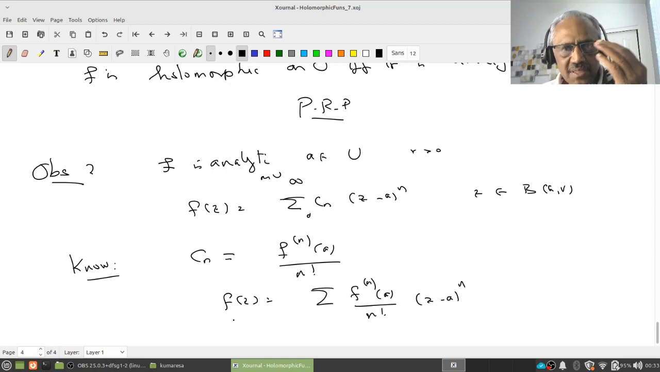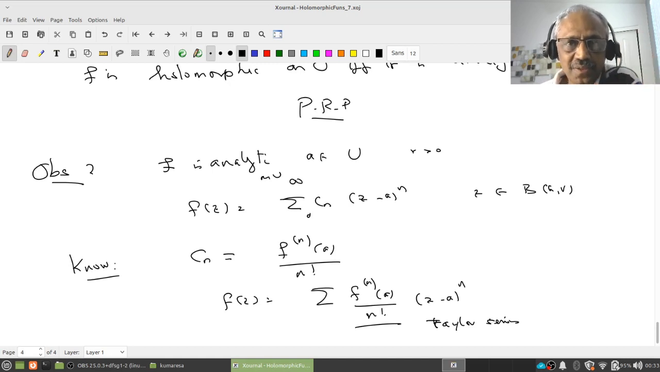So f is a C infinity function, that is, an infinitely differentiable function. Therefore I can form its Taylor series. Okay. So the Taylor series converges and it is equal to the function. You see that it rarely happens in real analysis.